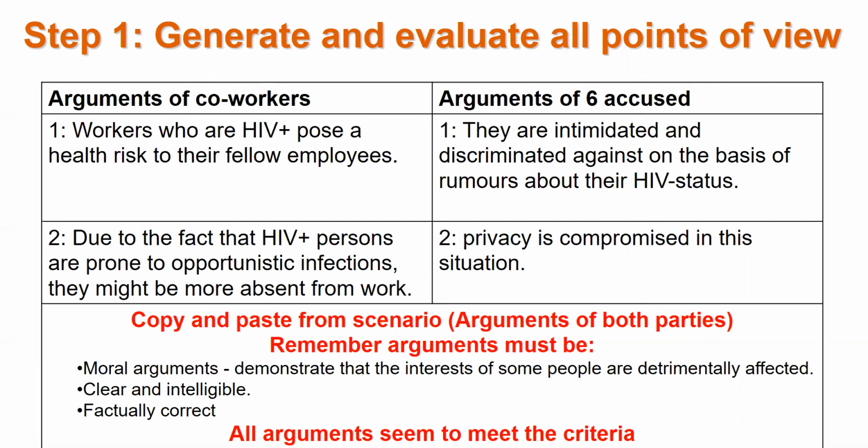Then the accused, or the 6 accused, are saying they feel that it's unfair that they're actually getting intimidated as a result of these particular rumors, because what if it's actually not true? And secondly, they're saying that even if it is true, this is a private matter and should be kept confidential. So if you noticed here, this is a copy and paste from the information that has been given to you, which would result in easy marks.